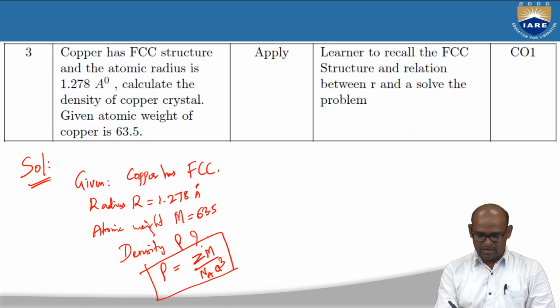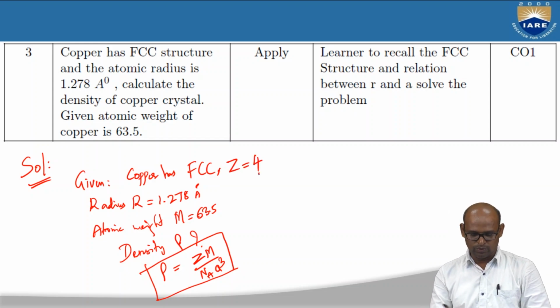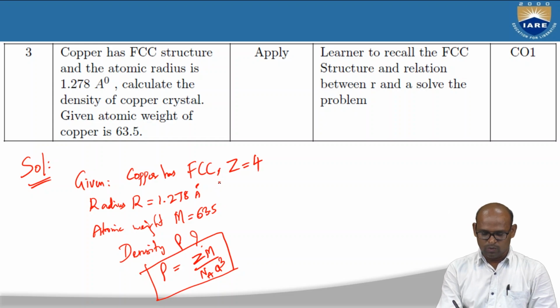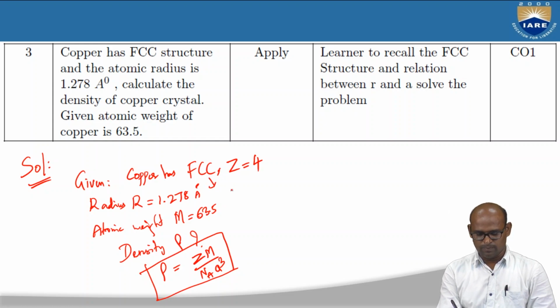Okay, so we already know the FCC structure. For FCC, Z, the number of atoms per unit cell, is 4. So we know Z, they have given M the molecular weight, and we know the Avogadro number, and they have given the radius. So we need to calculate a using the radius. For FCC, the atomic radius R is equal to a by 2 square root 2. From this formula, I can calculate a, which is R into 2 square root 2.